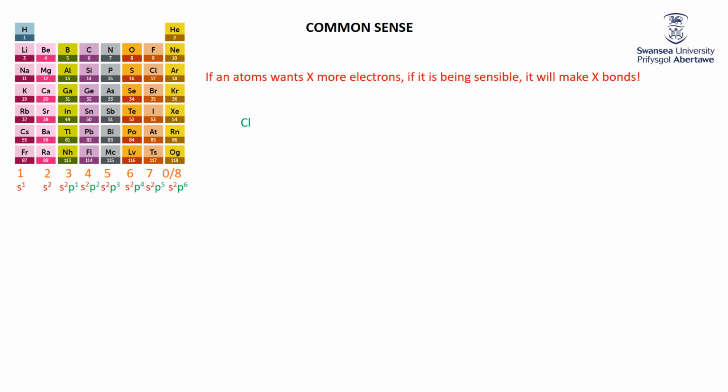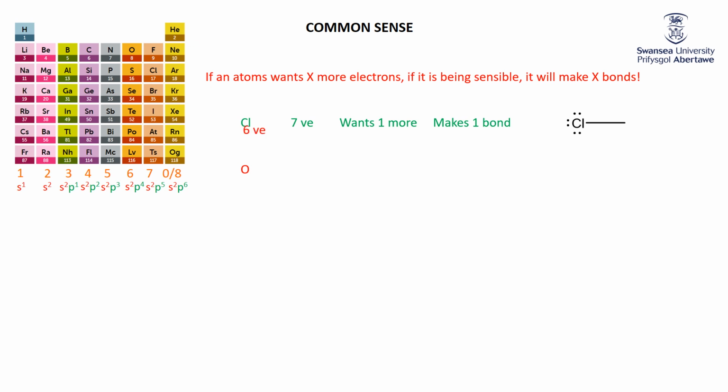We've already seen chlorine. Chlorine has 7 valence electrons, which means by the octet rule it wants 1 more. So by common sense it will make 1 bond. And so when you draw a chlorine atom, if it's going to be sensible, it will have 1 bond to another atom up here and 3 lone pairs.